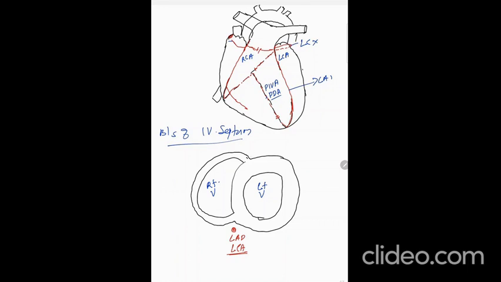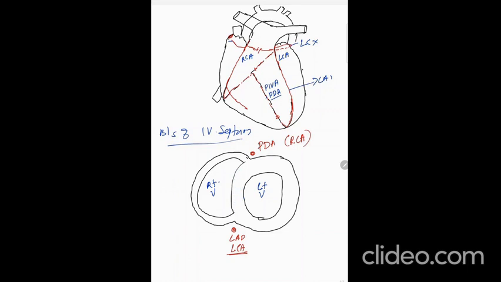At the posterior part, the posterior interventricular sulcus, what structure is there? We have the PDA. In most of the cases, it's a branch of the right coronary artery. So I'm drawing this one here. This is the PDA, posterior descending artery, which is a branch of the right coronary artery. Then this is the interventricular sulcus.